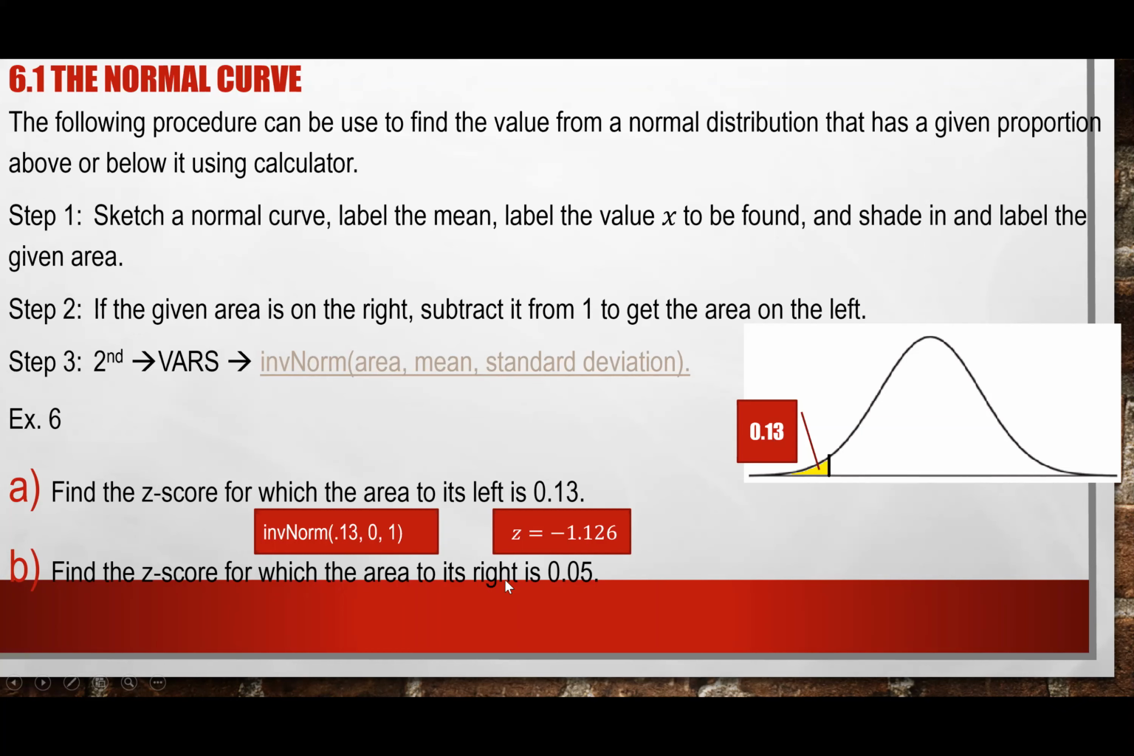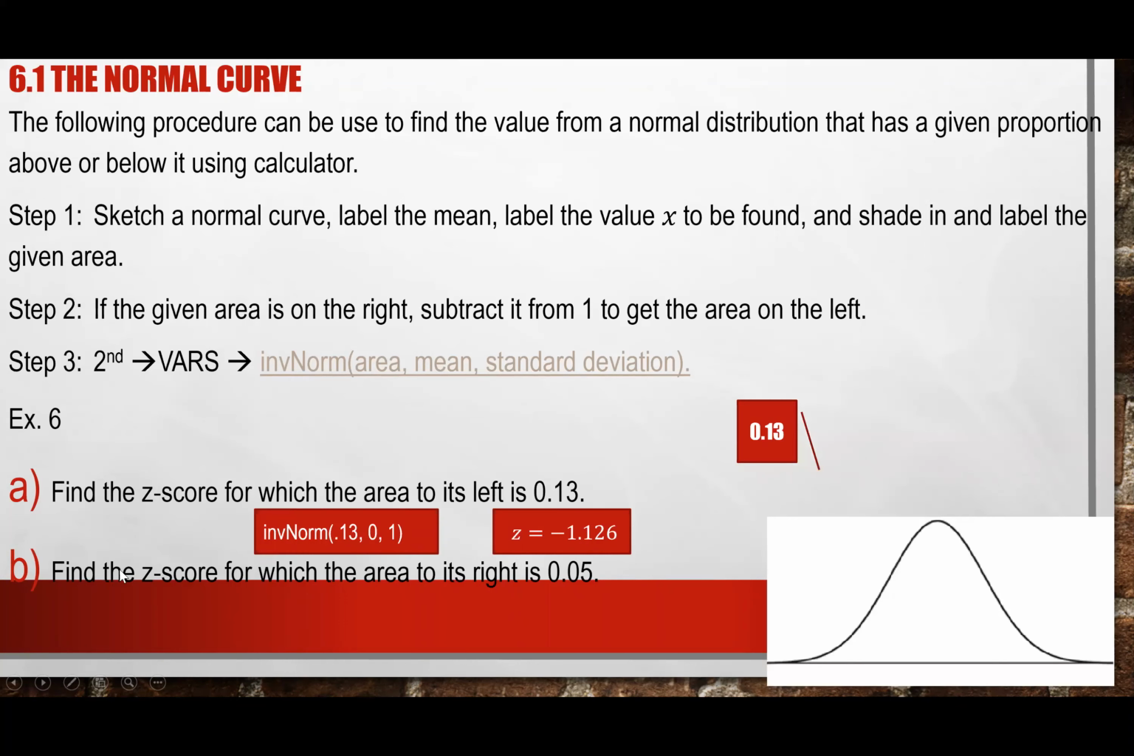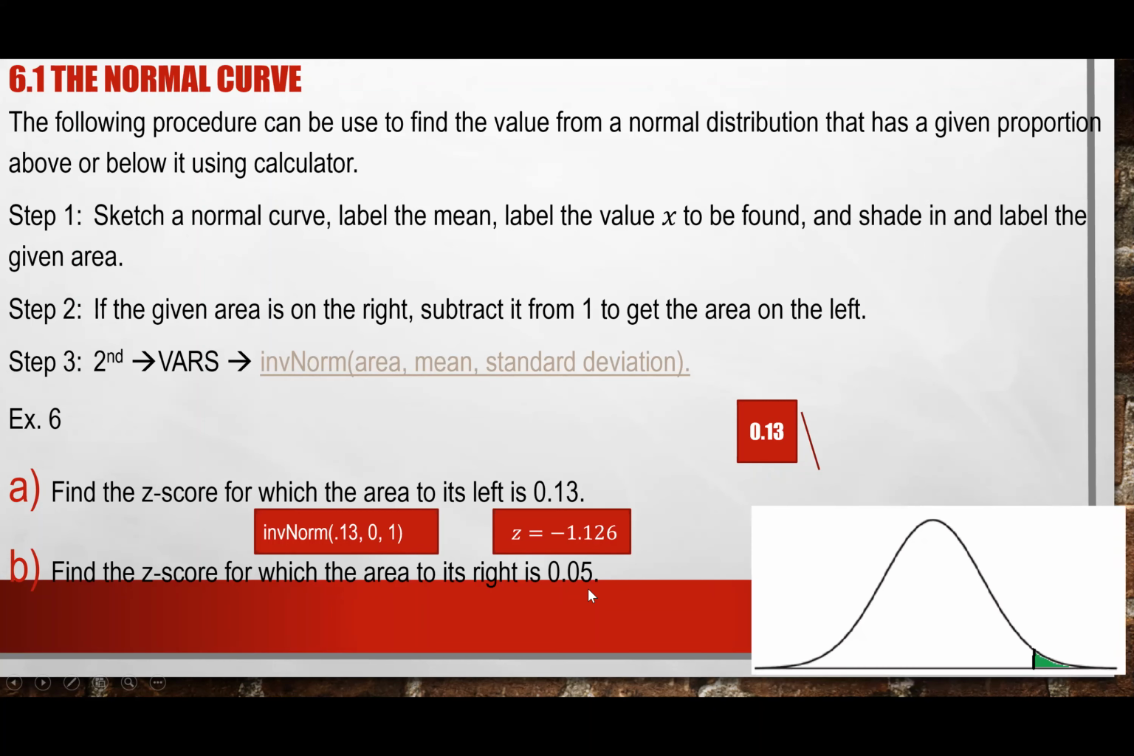And now let's take a look at B, and then we can call it for the day. For B, they ask you to find the z-score for which the area to the right is 0.05. If I sketch it out, do you agree that on the right-hand side is 0.05?